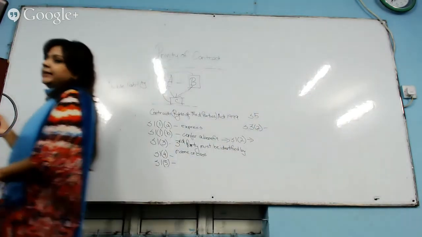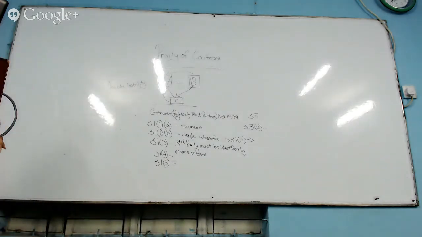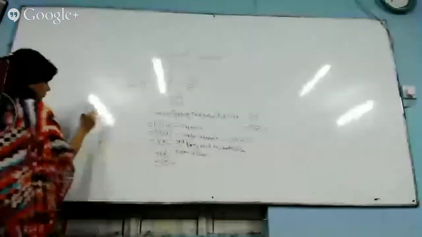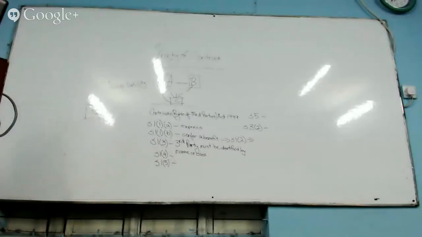So let's write a nice little heading called variation and cancellation. Variation and cancellation of the contract. Now this is dealt with by section 2. Okay, so what does section 2 talk about? Variation and cancellation. Yes, right. But what does it say exactly? So let's write that down.